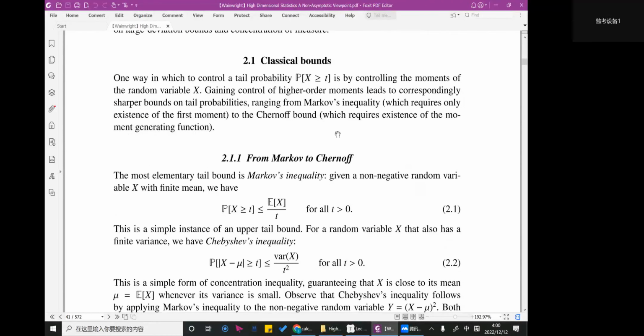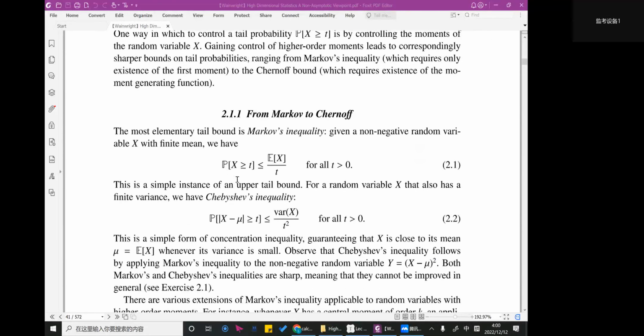We all know the Markov inequality from the probability course: if the random variable x is non-negative and it has a finite mean, then we have this probability. It's a kind of concentration. That means for a given positive number t, the probability that x is larger than t must be less than some value, and when t goes to infinity, this value goes to 0.